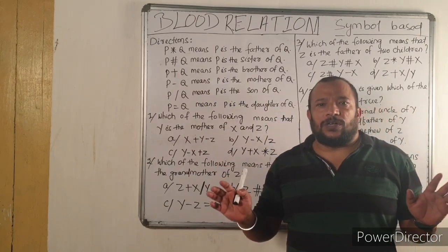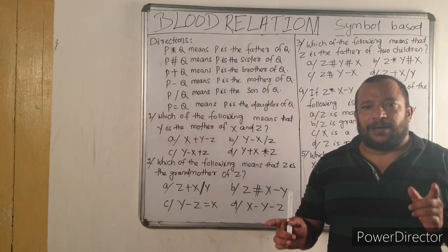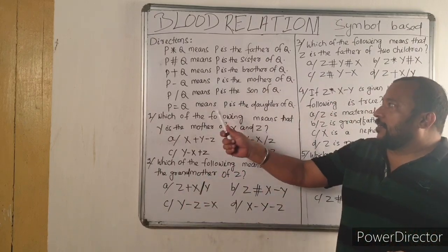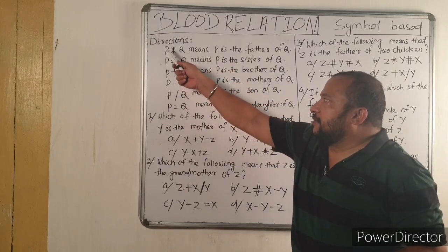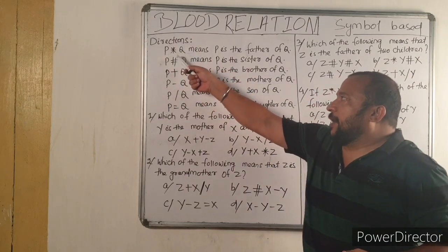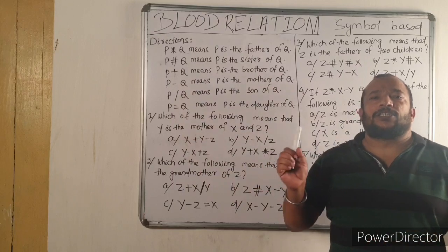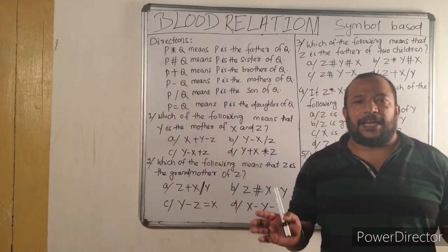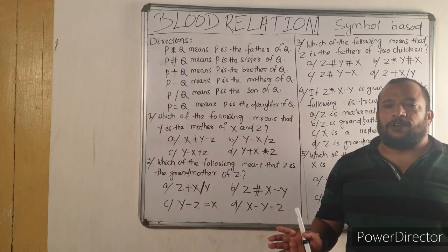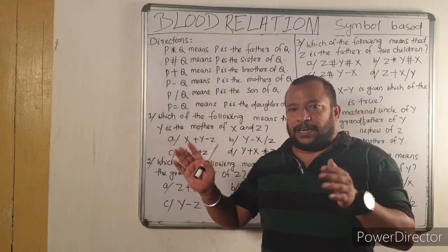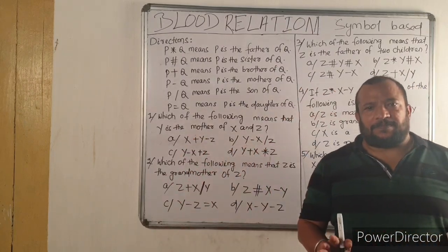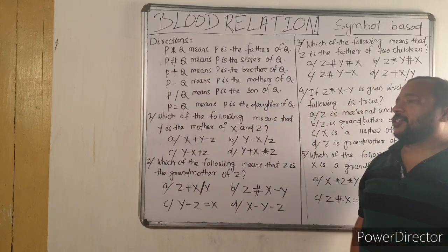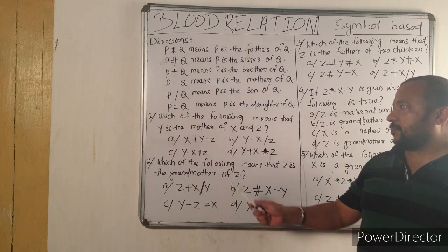Okay. So each symbol represents a relation between the first person and the second person. Here the first person is P and the second person is Q. So each symbol represents a relation. First we have to understand the relation, then only we can solve the question. Now let us solve question number 1.